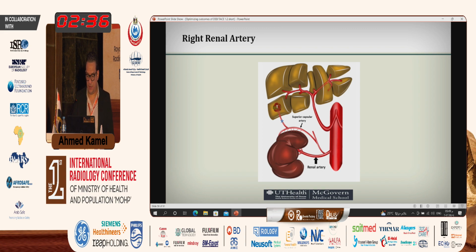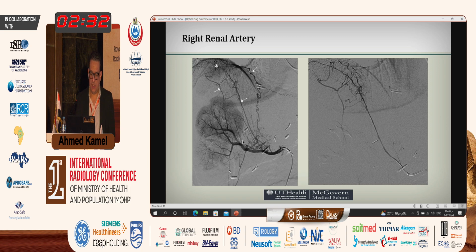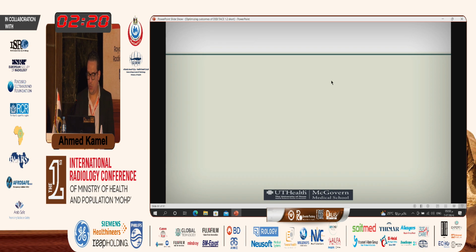So, right renal artery. Again, the right renal artery can give HCC. Here's an example. Here's the right renal artery. Here's the kidney. And there's this artery that goes up to supply that lesion in the liver. You have to catheterize that artery. Here's the tip of the microcatheter. Here's the lesion. And then you embolize that.